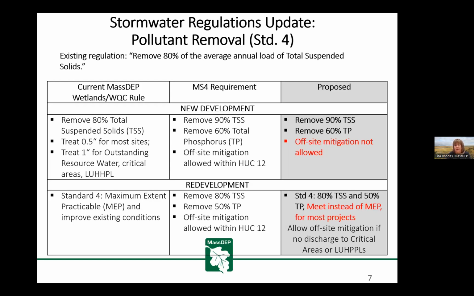For redevelopment, the current standard is a maximum extent practicable standard, and we're proposing that it be 80% total suspended solids removal and 50% total phosphorus removal, similar to EPA. Except we are proposing that for most projects, they would need to fully meet the standard rather than for it to be a maximum extent practicable standard. And we'll discuss the reasons for that in a few minutes.